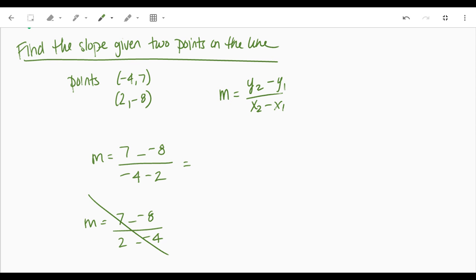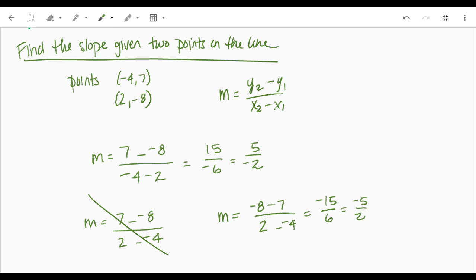The negative 4 goes with the 7. They're both first. The 2 goes with the negative 8. They're both second. And you can switch that order, and I'll show you that. We could do negative 8 minus 7 over 2 minus negative 4 if we wanted to. Okay, but here we're going to get 15 over negative 6. Divide them both by 3, so 5 over negative 2. Okay, and then if we did it the other way, we'd have negative 15 over 6, which is negative 5 over 2. And as we know, it doesn't matter which number has a negative. In fact, we probably want to write it as negative 5 over 2 like that. Okay?